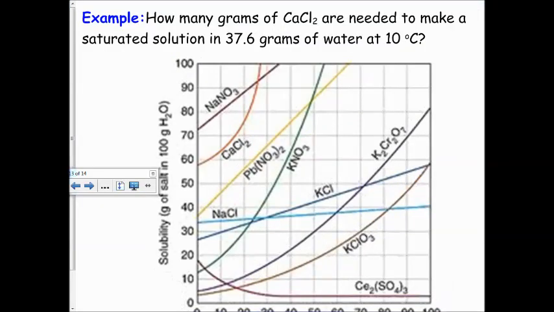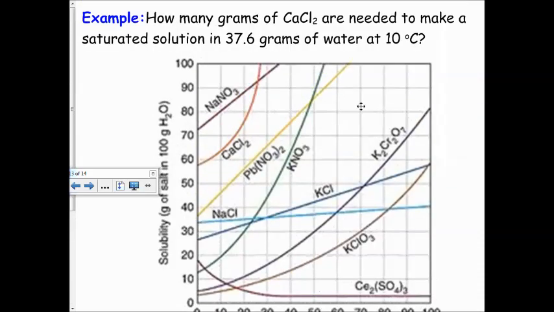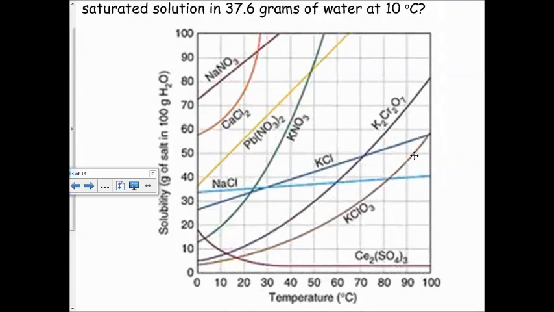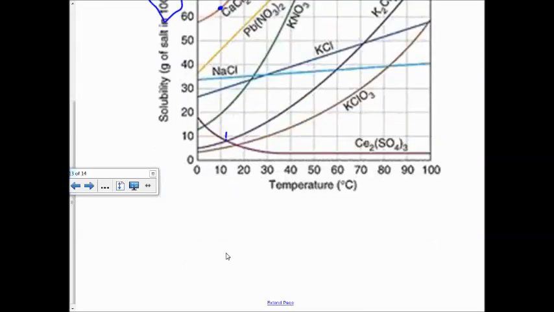All right, so when we solve this one now, again, we have to figure out, at 10 degrees Celsius, how much calcium chloride could I actually dissolve? So 10 degrees Celsius is here, we follow that up, and we find that we can dissolve somewhere around 63, 64 grams of calcium chloride. And again, that is per every 100 grams of H2O that I have. That was just the worst rectangle I've ever drawn.